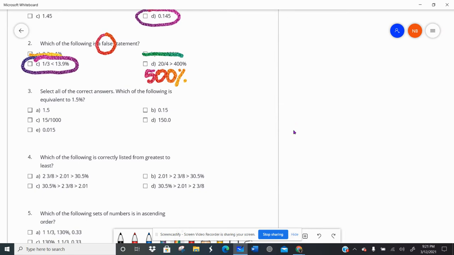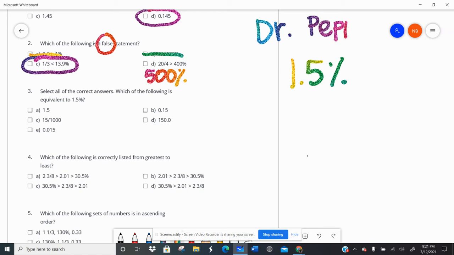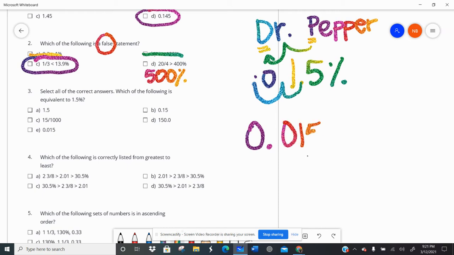All right, number 3, select all of the correct answers. Which of the following is equivalent to 1.5%? All right, 1.5%. I like to write that Dr. Pepper. That way I know what direction I'm moving the decimal. I have a percent. I want a decimal. I'm going to the left, to the left. 1, 2 spaces. I need to put that zero kind of placeholder, right? So this is really 0.015 or 15 thousandths. So 0.015 is E.